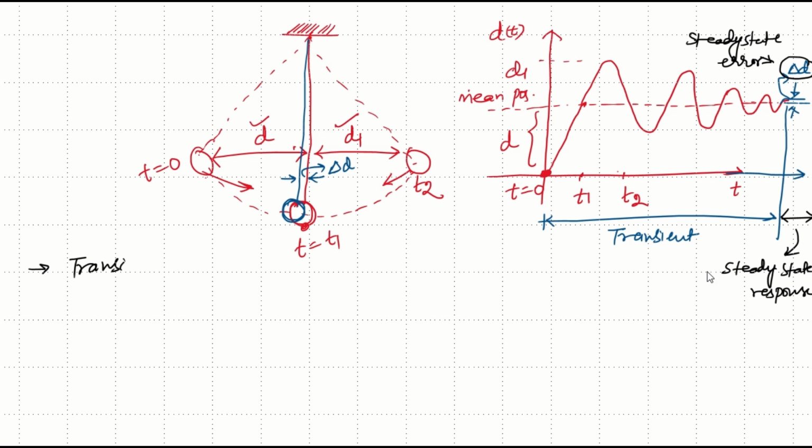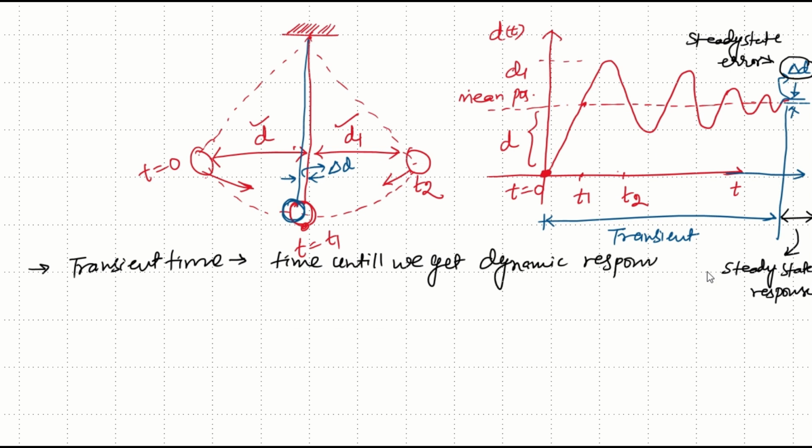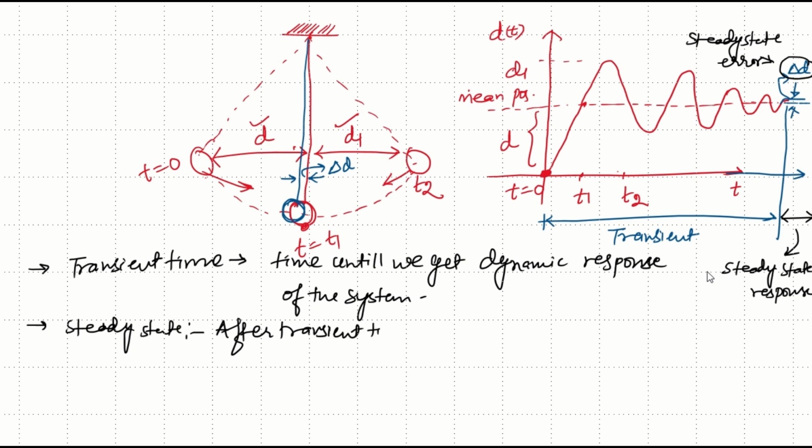So transient time is the time until we get a dynamic response of the system, and steady state is after the transient time, when the system stabilizes. So these are the two types of time response we get.